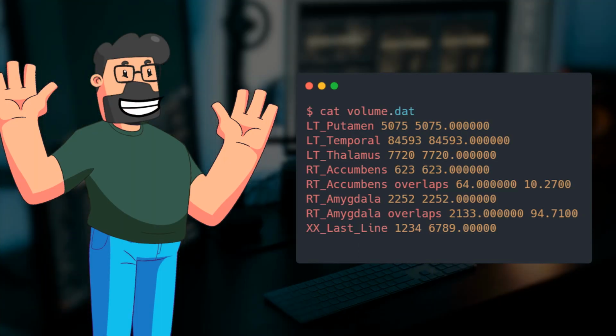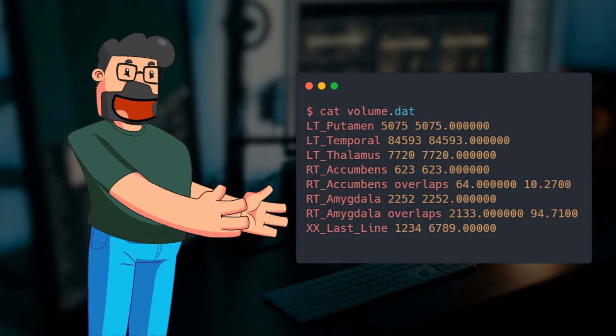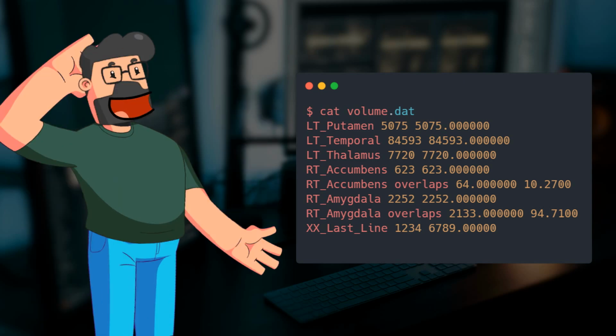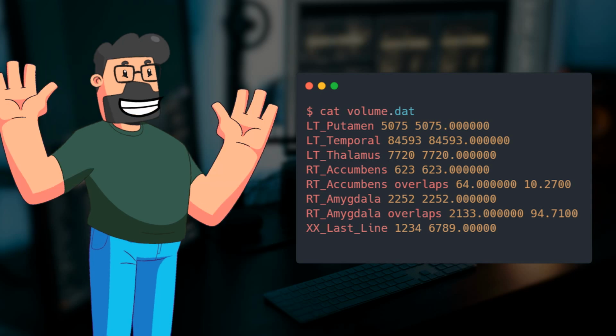Moving on to a demonstration of the solution with a modified input file, we showcase how the script behaves when the last line does not contain the overlaps information. Even in this scenario, the script accurately processes the data, generating the expected output format, with the inclusion of the necessary overlaps lines for each brain region.